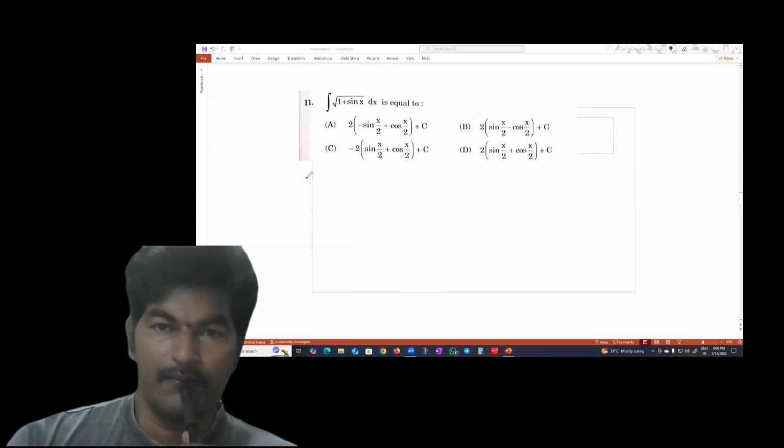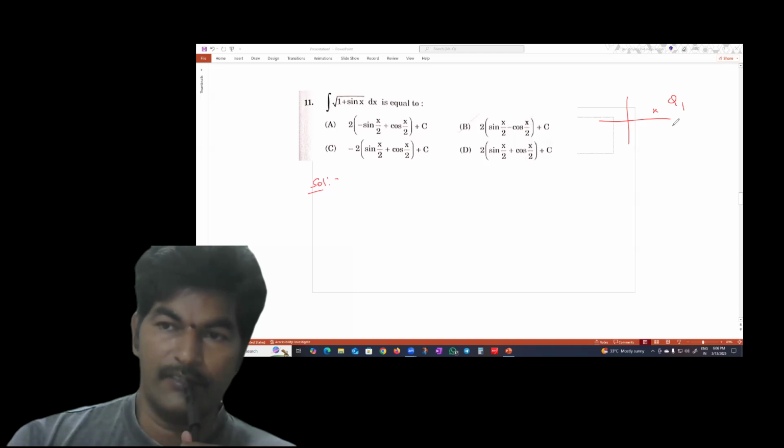Next, problem number 11. Actually, he is not indicating any quadrant. If he is not indicating any quadrant, you can consider x lies in the first quadrant. That means from 0 to 90, you have to decide the answer.